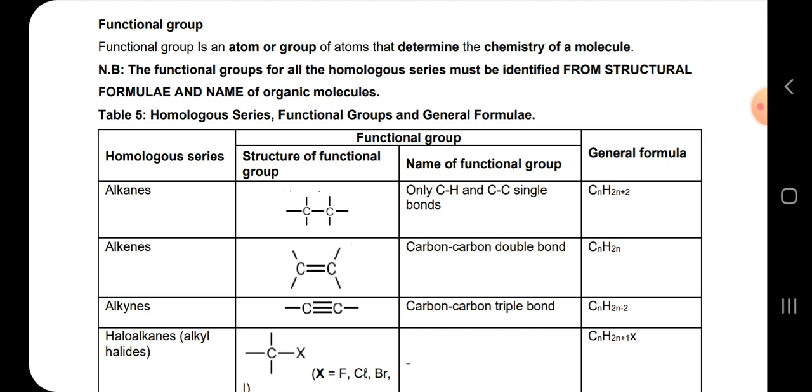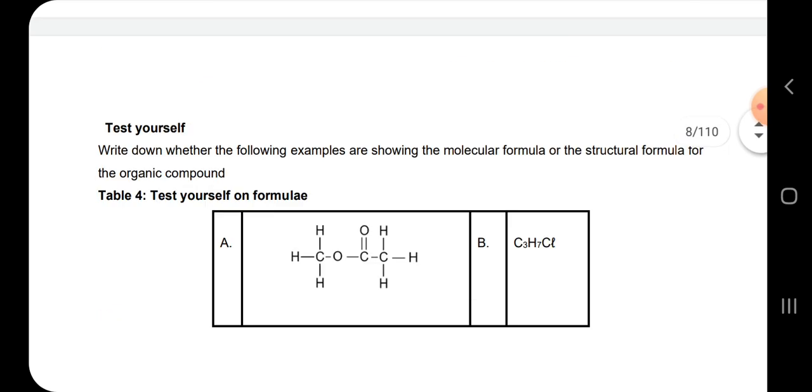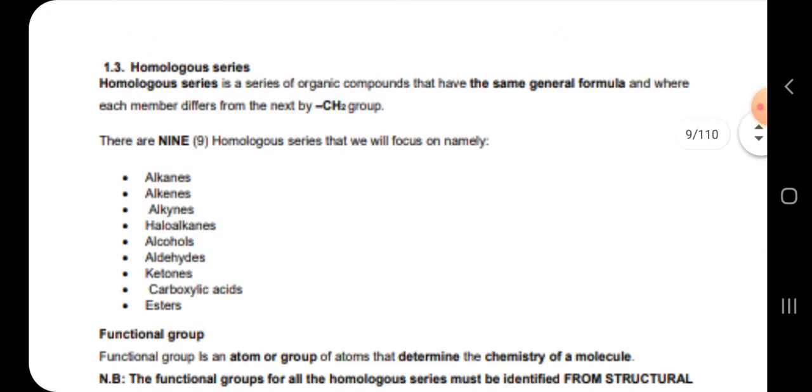So the homologous series, functional group, and general formula, its name, it's in this table. So we have alkanes, which is the first one. We see it when we only see hydrogen and carbon. We only see hydrogen and carbon bonds, and there's nothing else in that structure, like this one. This is an alkane. Okay, that's how you identify it.